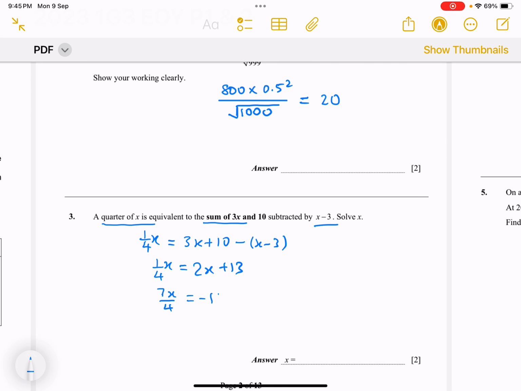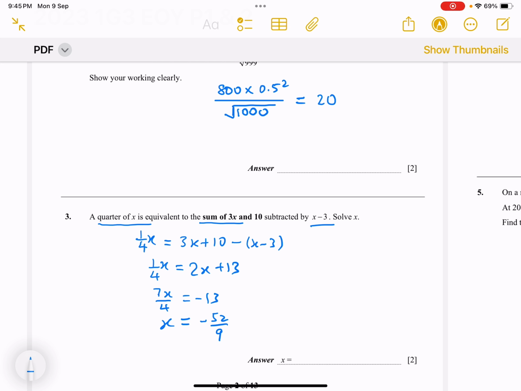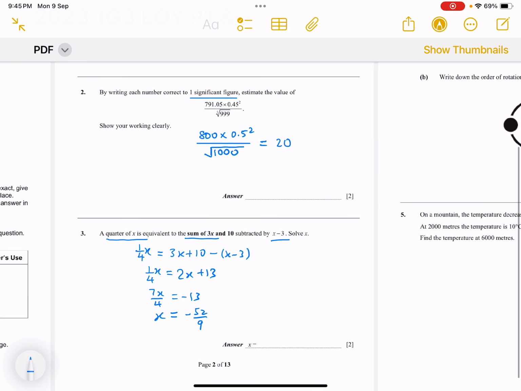is equal to negative 13, and x is equal to negative 52 over 9. You can leave your answer as an improper fraction. Do not leave your answer as a decimal. For answers to equations, it must be left in a fraction.